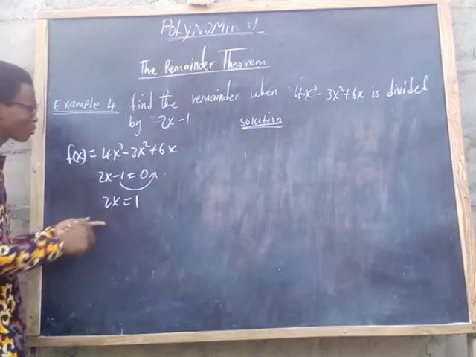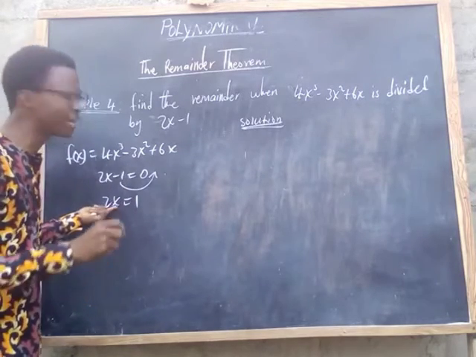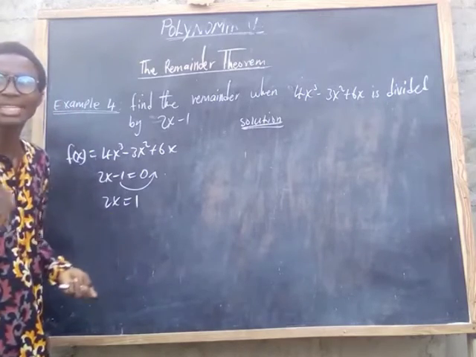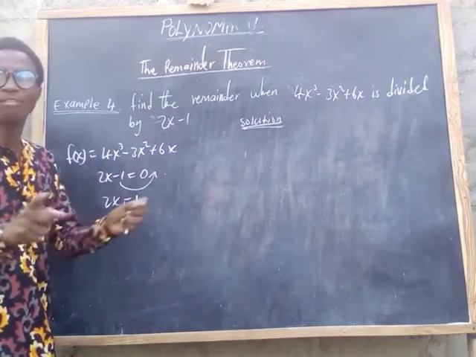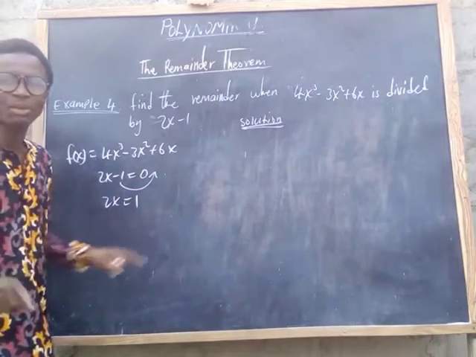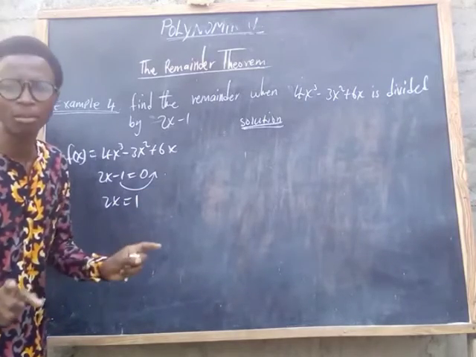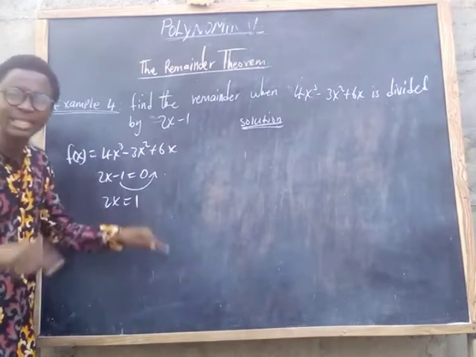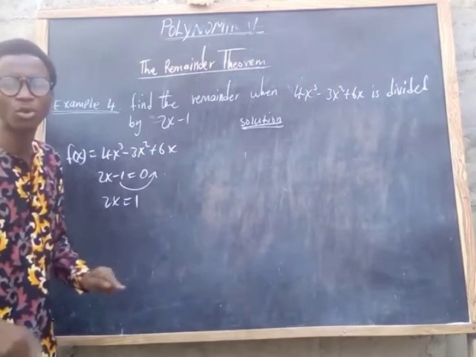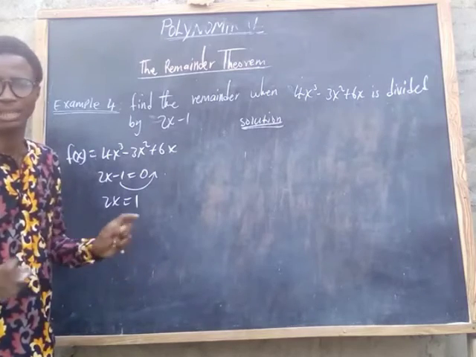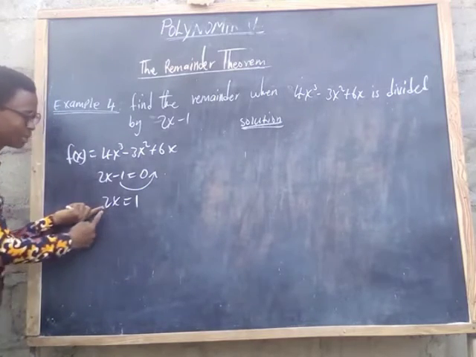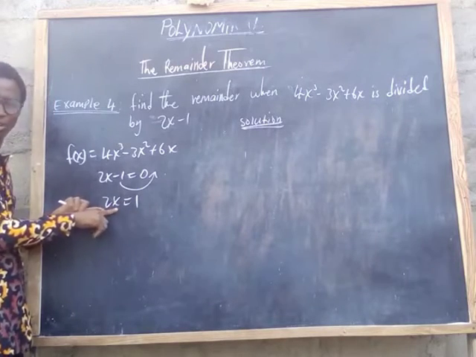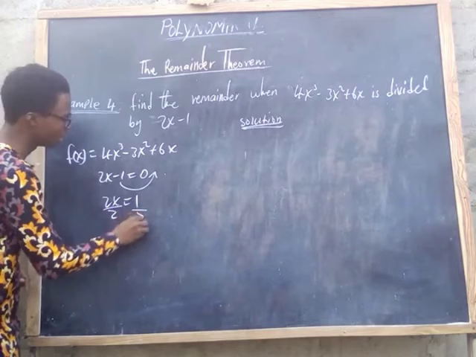What are we going to do? We are finding the value of x. How are you going to find the value of x? Anytime you want to find a particular value, you must divide both sides by the thing that stands with it. What is standing with x here is 2. So it's 2 that you are supposed to divide with, because you are about to find the value of x. So divide by 2, divide by 2.